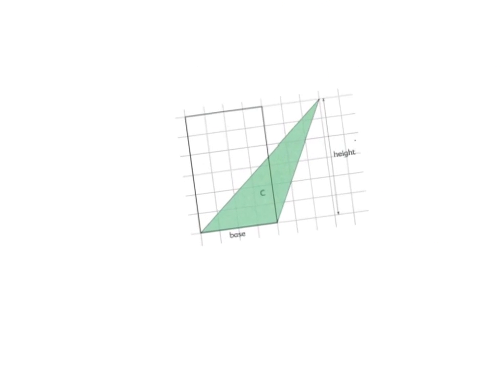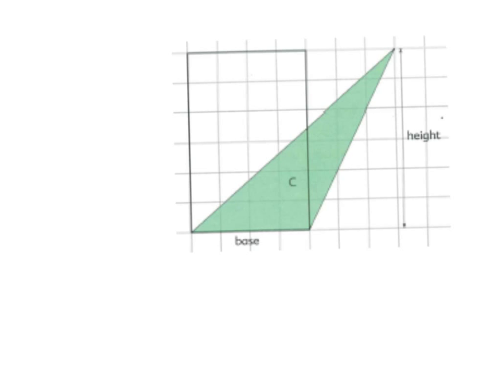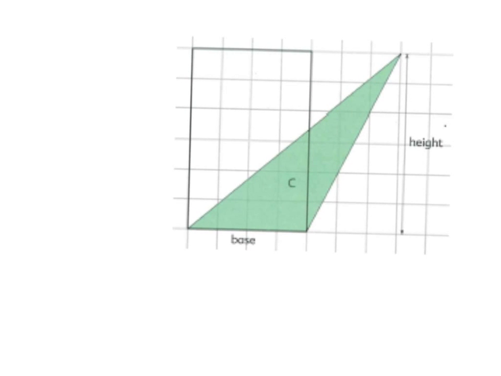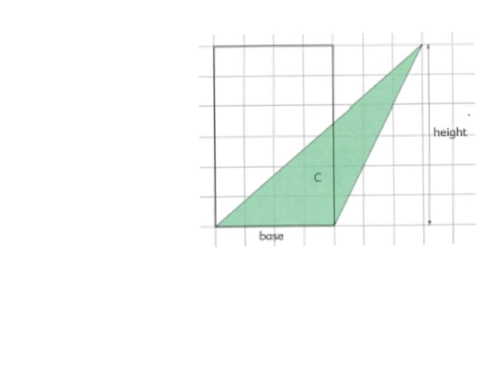Finally, let's take a look at triangle C. Triangle C, as you can tell, is actually neither an acute nor a right triangle. It's an obtuse triangle. The reason we call it an obtuse triangle is because it has an obtuse angle. You can see it right here. And obtuse triangles don't fit inside a rectangle with the same base and the height.